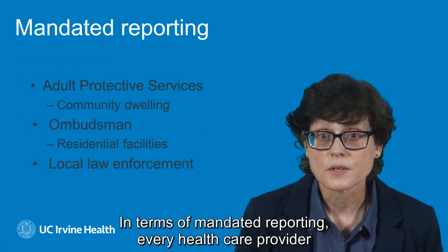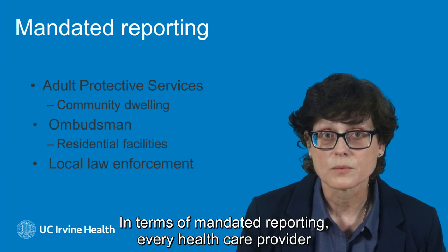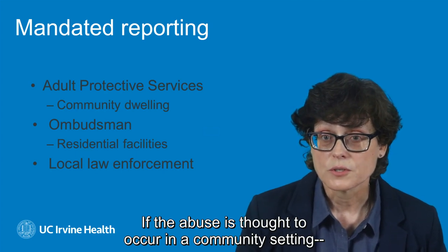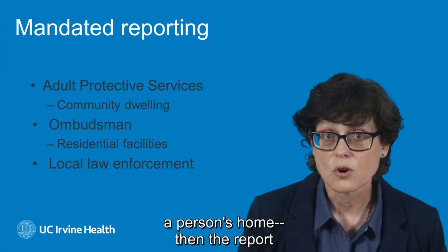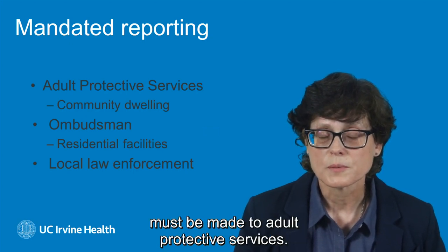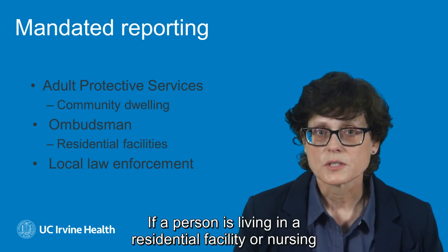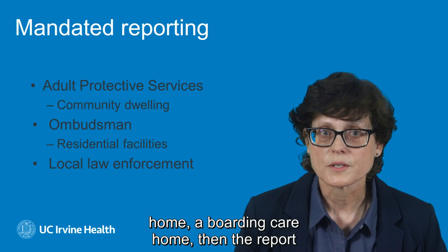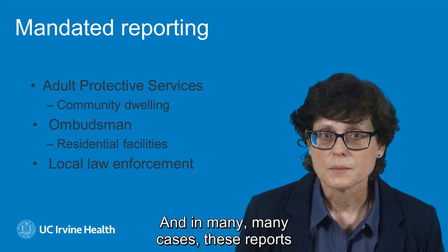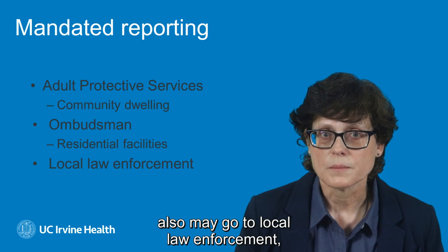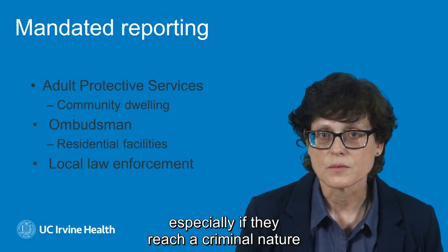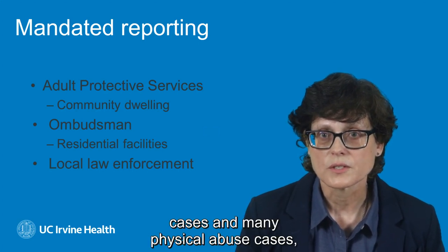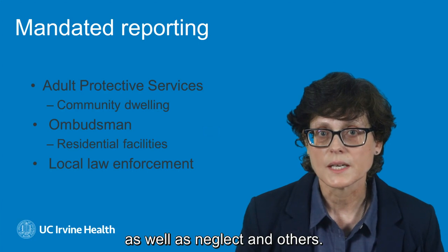In terms of mandated reporting, every healthcare provider is a mandated reporter. If the abuse is thought to occur in a community setting, i.e. a person's home, then the report must be made to Adult Protective Services. If a person is living in a residential facility, a nursing home, a board and care home, then the report is made to the ombudsman. And in many, many cases, these reports also may go to local law enforcement, especially if they reach a criminal nature. And that includes many financial fraud cases and many physical abuse cases, as well as neglect and others.